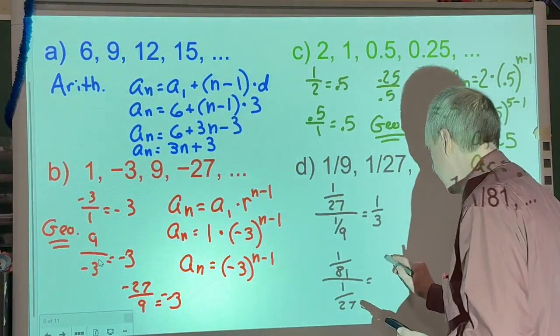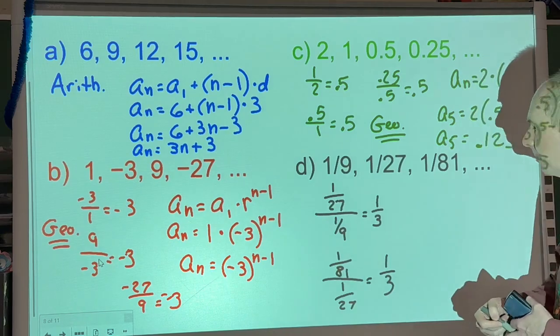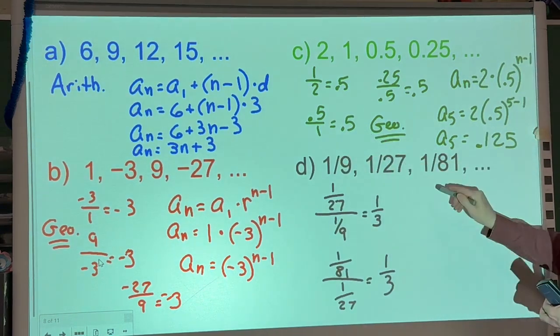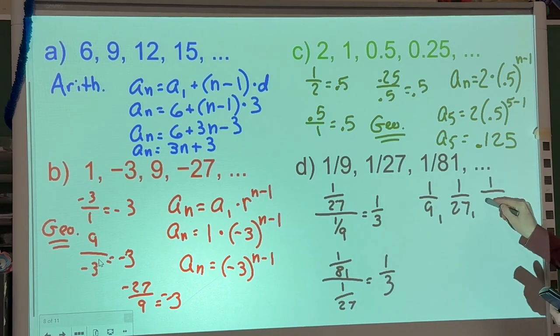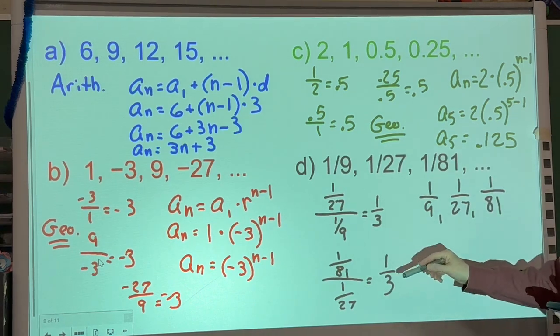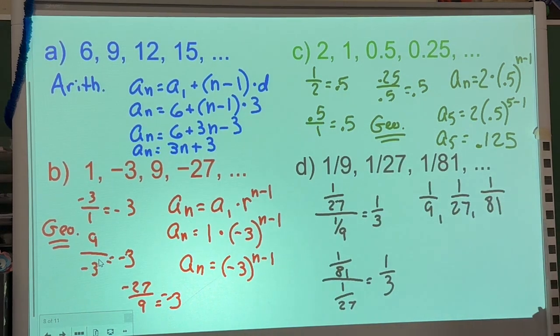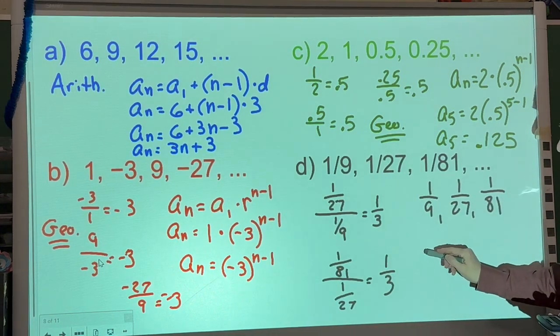That's also a third. If you think about it, you've got 1/9, 1/27, and 1 over 81. The top is being multiplied by 1, the bottom is being multiplied by 3. You're multiplying by 1/3. That's your common ratio. This is geometric.